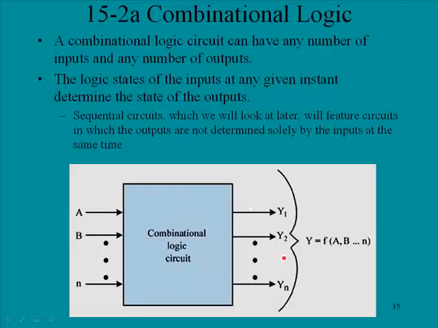The logic states of the inputs at any given instant determine the state of the output. So with combinational logic, the inputs will immediately determine what is in the output. And these are the circuits we'll be looking at in 15.2. Sequential circuits, which we'll look at later, will feature circuits in which outputs are not determined solely by the inputs at the same time.